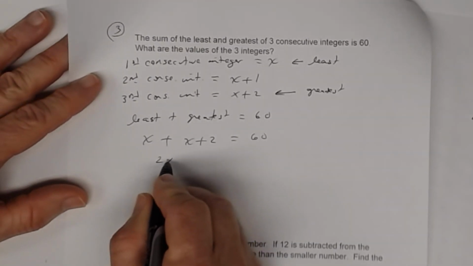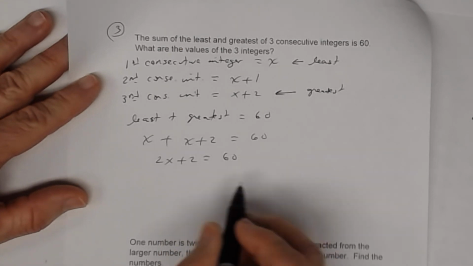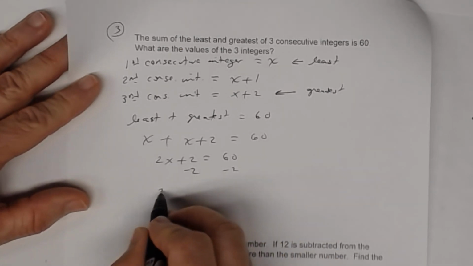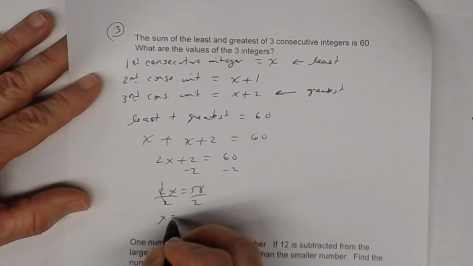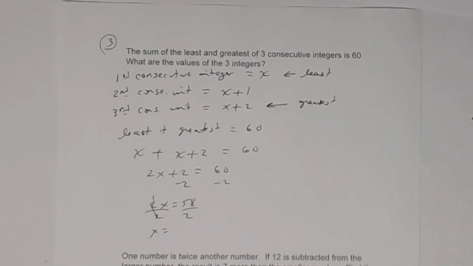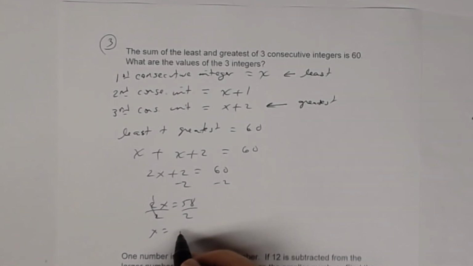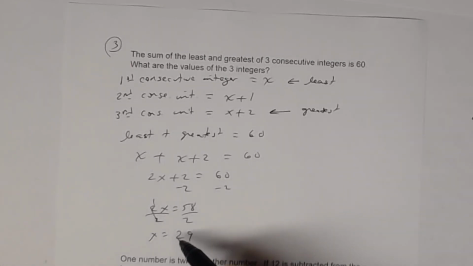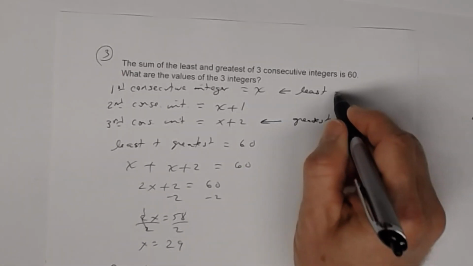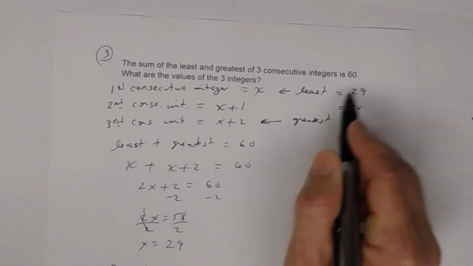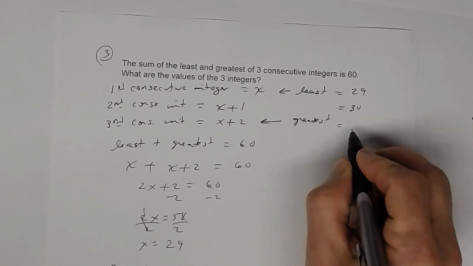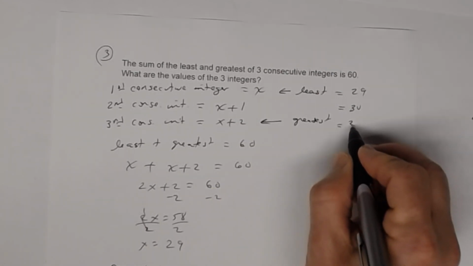So you get 2x plus 2 equals 60. Subtract 2, you get 2x equals 58. Divide both sides by 2, and use your calculator if you have to. 58 divided by 2, you should get 29. See, that's x. So therefore, the least is 29. The next one is 30, right? 29 plus 1. And the greatest in this case would be 31.